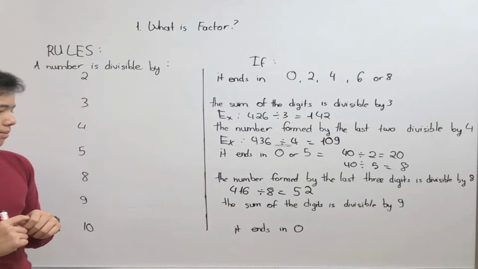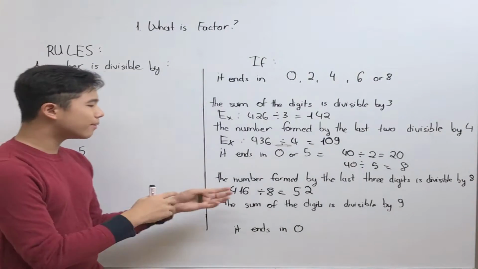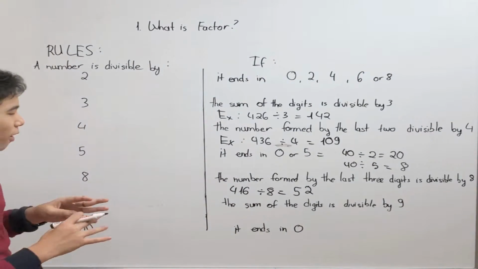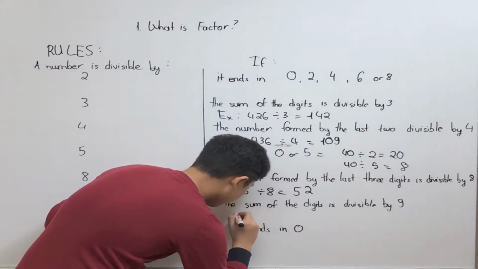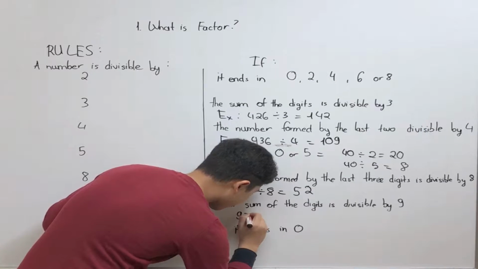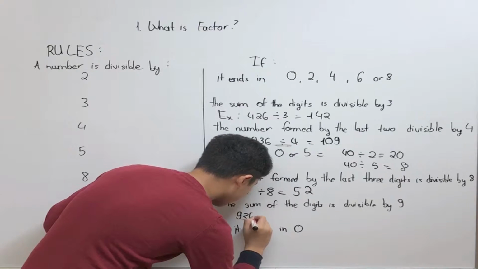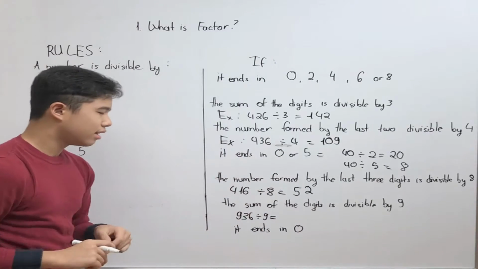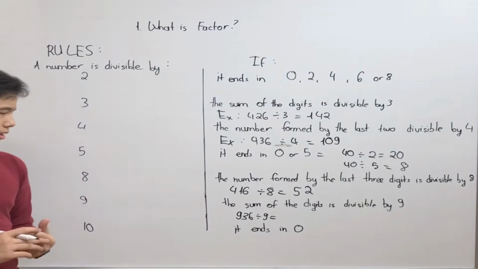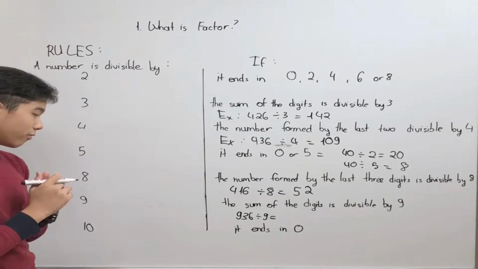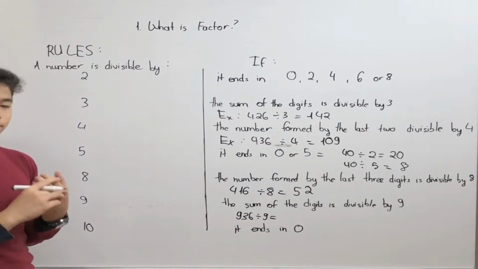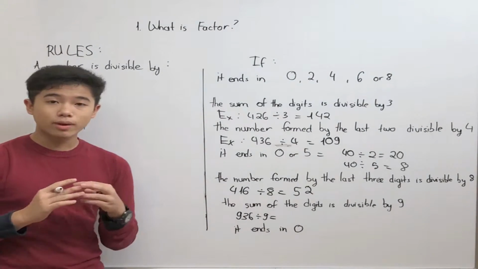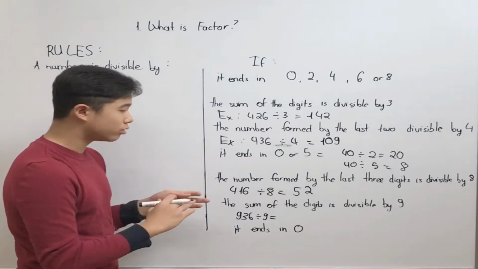Well, what does that mean? As you can see, it's the same as the rule for number 3, the sum of all of the digits. Let's see, we have 9, 3, and 6. Is this divisible by 9 or not? Let's add all of them together. 9 plus 3 equals 12. 12 plus 6 equals 18. 18 divided by 9 equals 2.